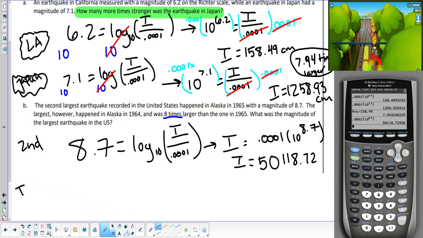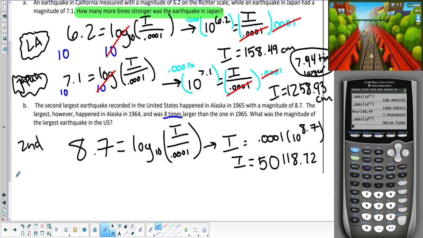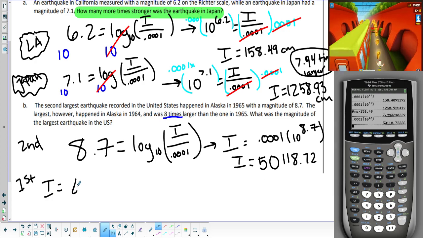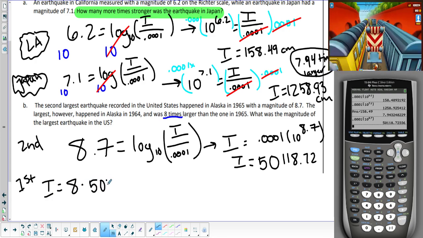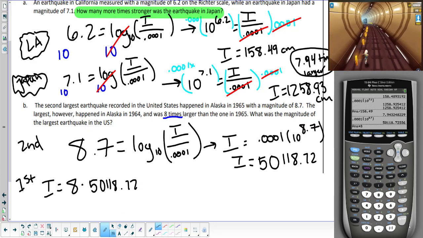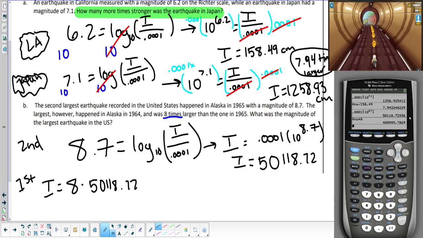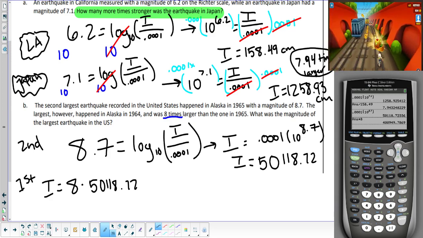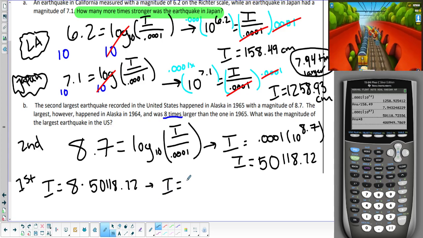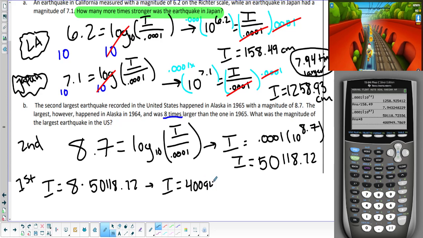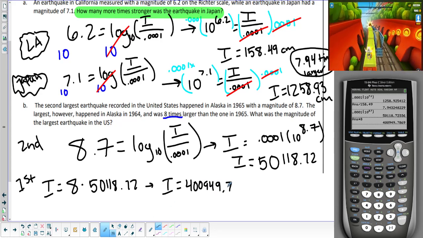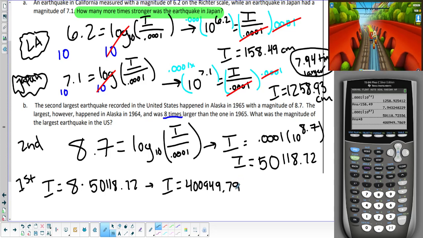the first place earthquake had an intensity I of 8 times 5118.72. And so I'm going to multiply this times 8, which means that the intensity of the largest earthquake was 40,949.79. Okay. So I'm rounding to the nearest second place, right?